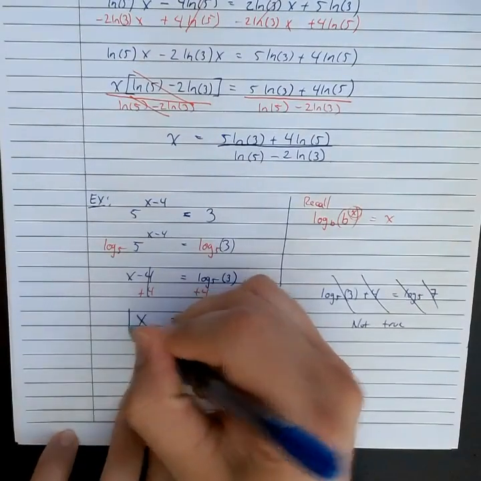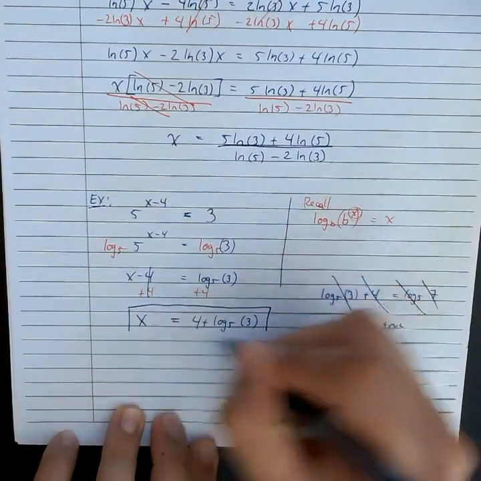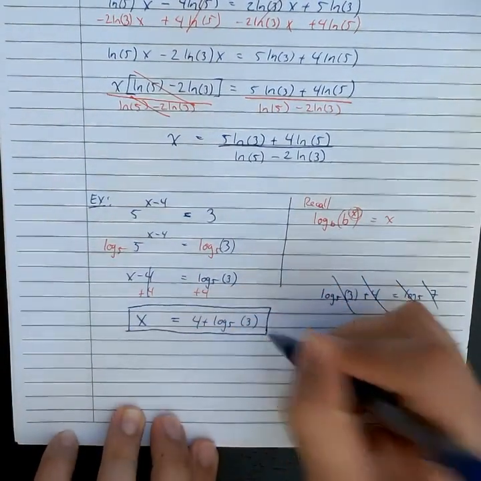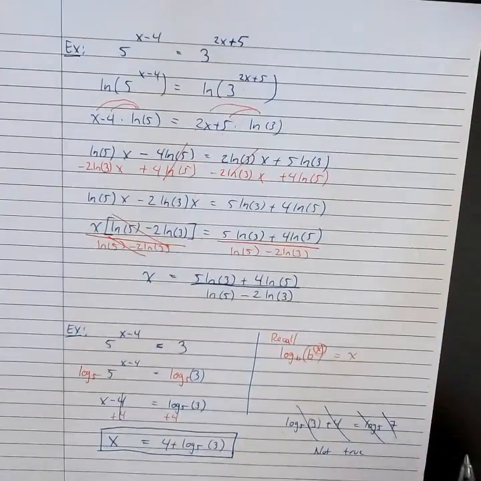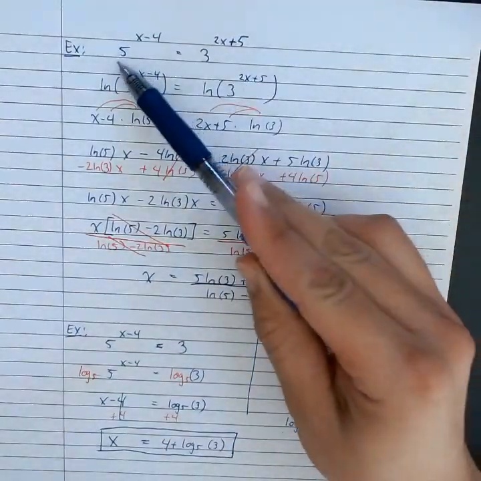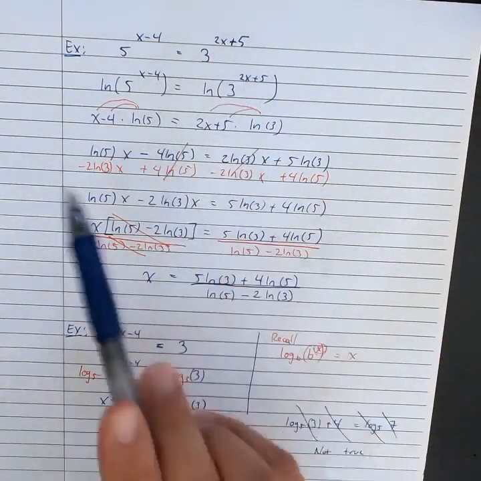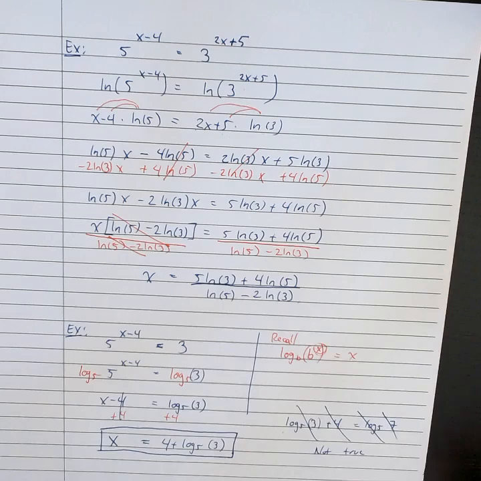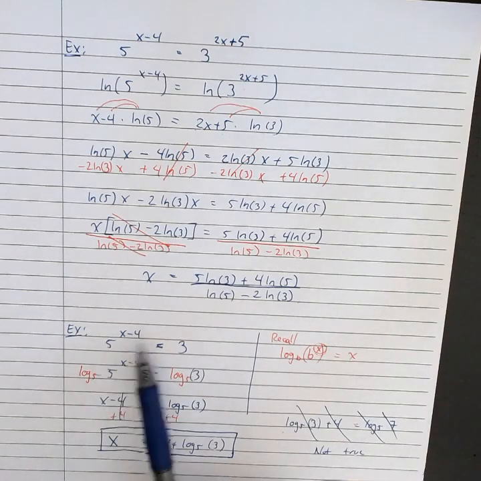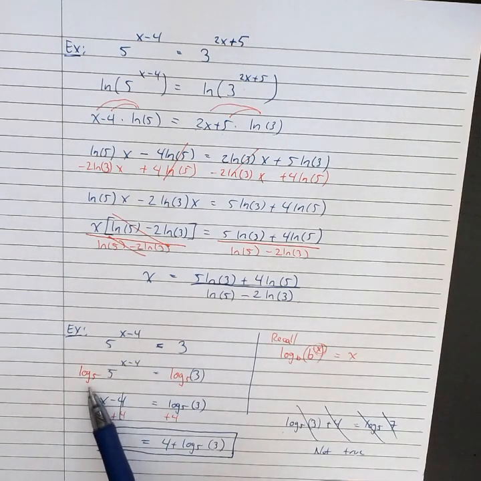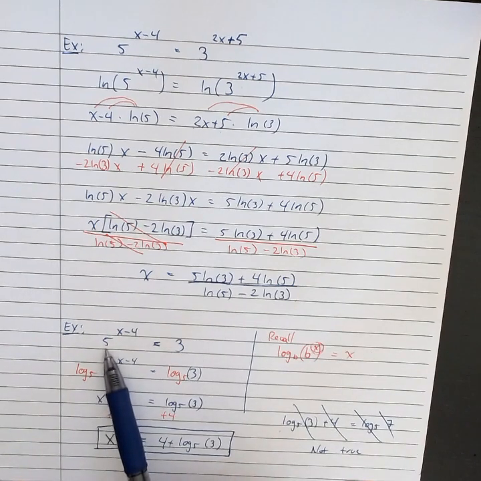So that's our answer. Notice that it is quite a bit shorter than the previous one. So if you have two bases that are different, and both sides have a variable, it's going to be long. There's not really a way around that. But if only one side has a variable, you can make it a lot shorter by using the logarithm of the base of the side that has the variable.